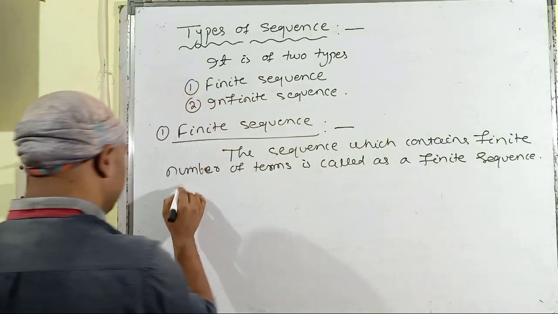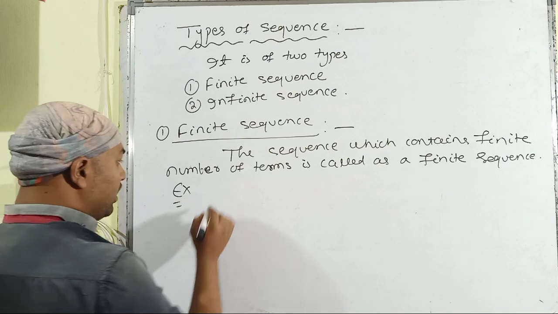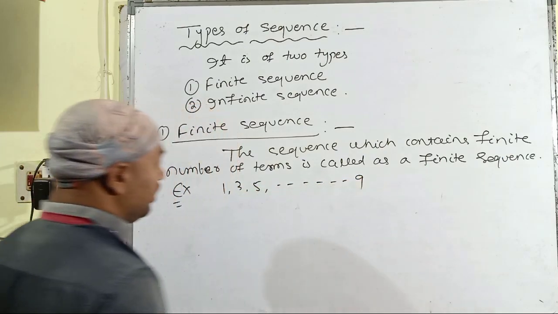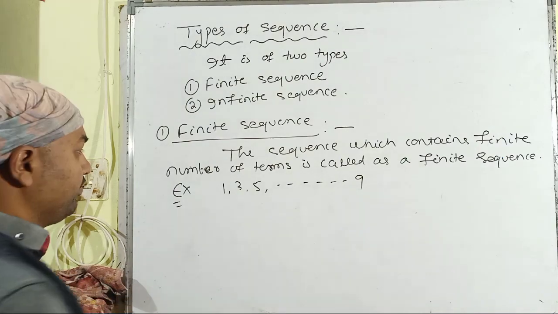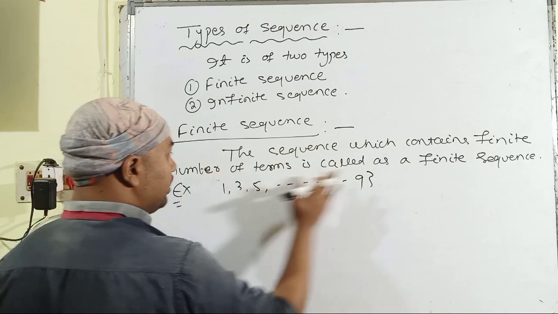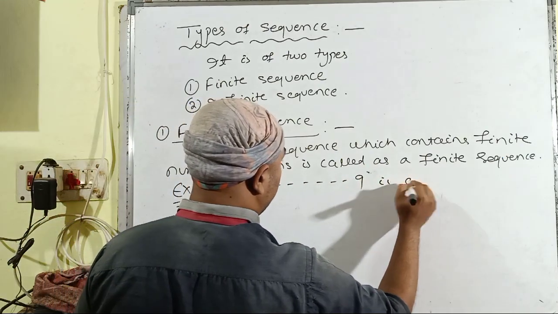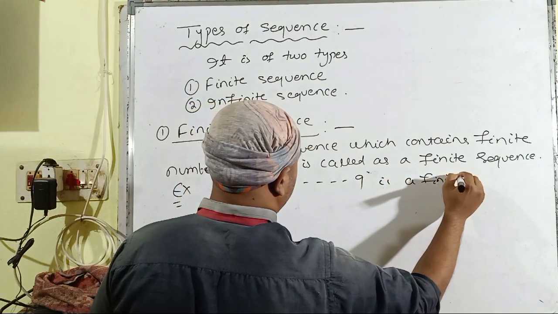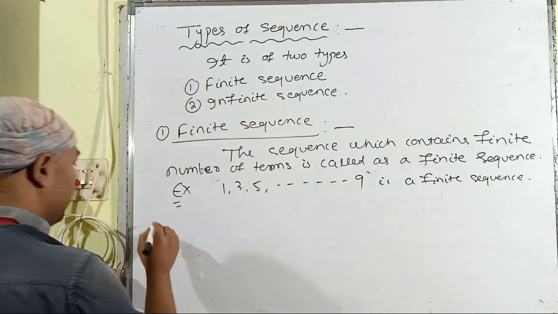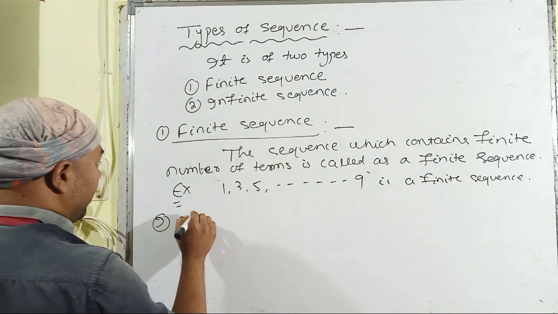Example: suppose I have taken 1, 3, 5, 9. It is a finite sequence. You can call it a finite sequence.